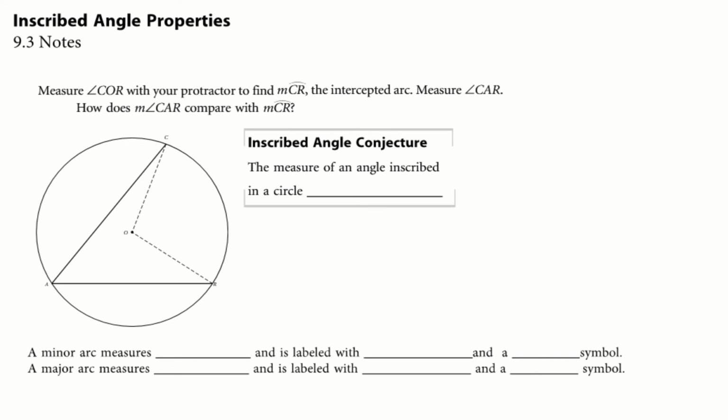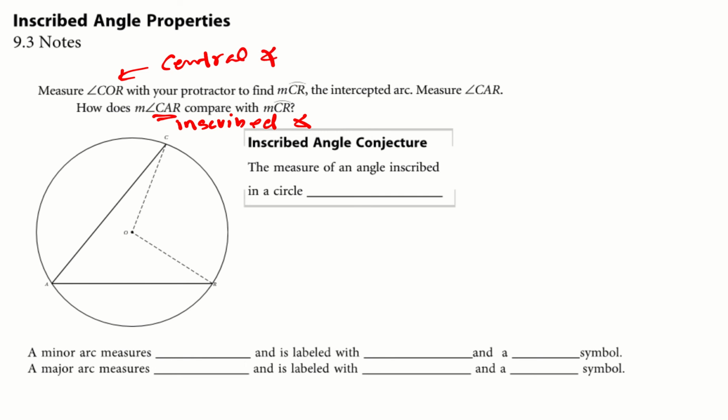All right, so here we have a circle, and within this circle we have two angles. One is an inscribed angle, one is a central angle. So let's go ahead and take a look at these. This is angle COR, our central angle, and we have angle CAR. This is our inscribed angle. And COR is our central angle. We're going to see if we can find a relationship between the two.